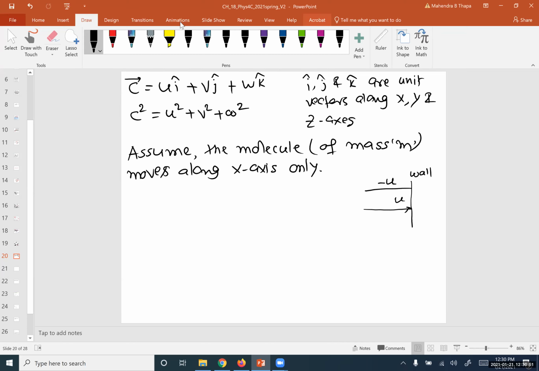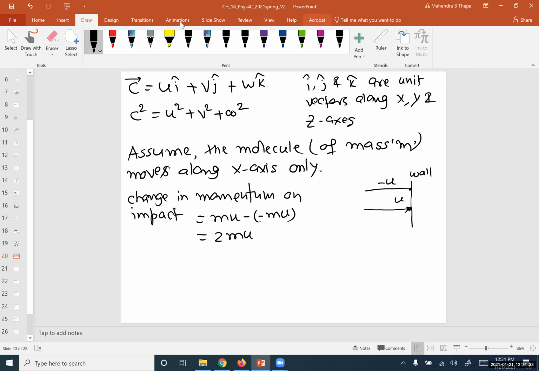Okay. So once the molecule hits the wall, we can find the change in momentum on impact. You can use mu as the initial momentum minus minus mu. Change means this minus is for change, so you can write it is 2mu.